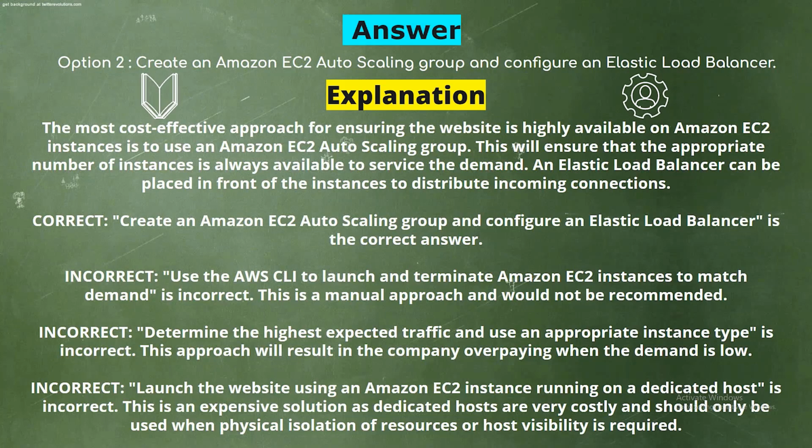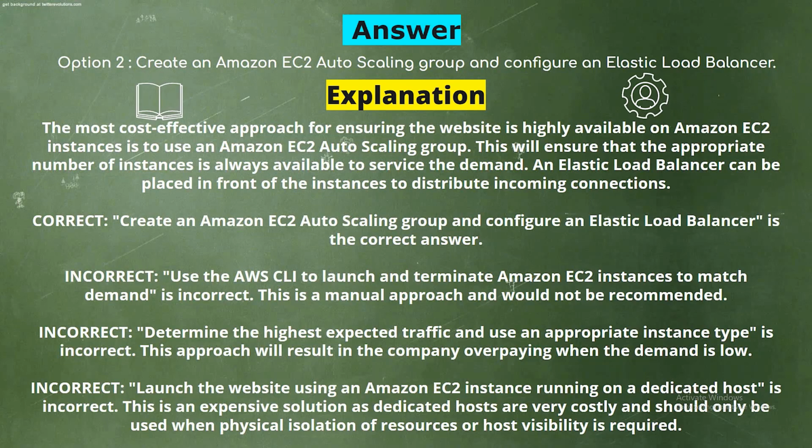This will ensure that the appropriate number of instances is always available to service the demand. An elastic load balancer can be placed in front of the instances to distribute incoming connections. Correct. Create an Amazon EC2 auto-scaling group and configure an elastic load balancer is the correct answer. Incorrect. Use the AWS CLI to launch and terminate Amazon EC2 instances to match demand is incorrect. This is a manual approach and would not be recommended.